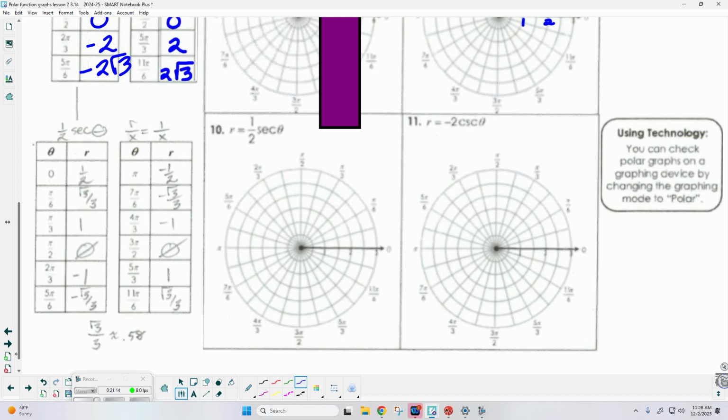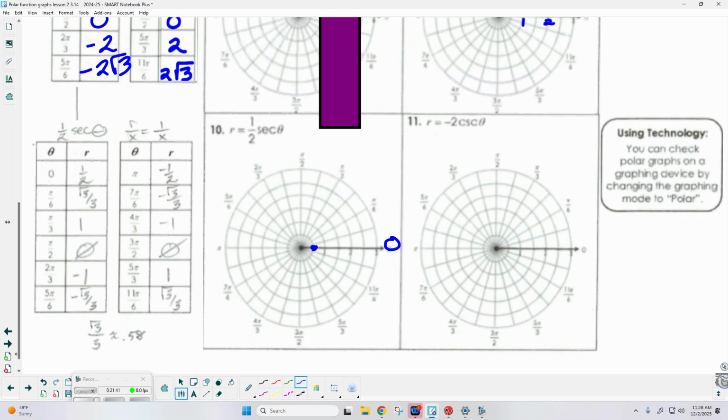Okay, so if cosecant is going to give me a horizontal line, then I should expect secant to give me a vertical line. Well, let's go ahead and start to plot these. So at 0 radians, I've got a radius of 1/2. Now, be careful here. Again, every 2 circles, that's 1 unit. So 1/2 would be right there. Okay, in fact, let me go ahead and make that a little bigger. There we go. So there would be 0, or 1/2, 0, I should say.